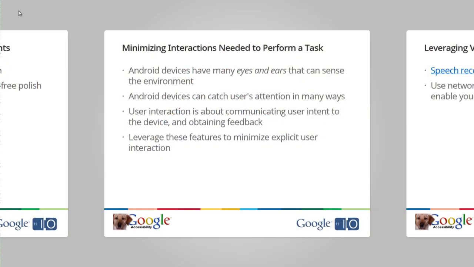So what can we do to minimize the interactions needed to perform a task? Raman was touching on several of these points earlier. Android devices have many eyes and ears. It's able to sense things. It knows where you are, and it's got many ways of catching your attention. For example, it can flash the screen at you. It's got the LEDs. It's got haptic feedback. It can speak to you. It goes on and on and on, right?